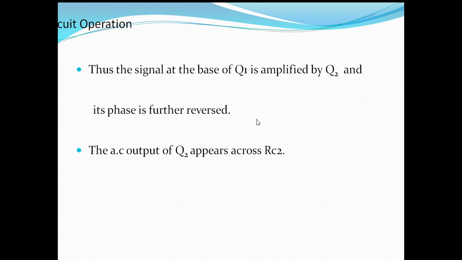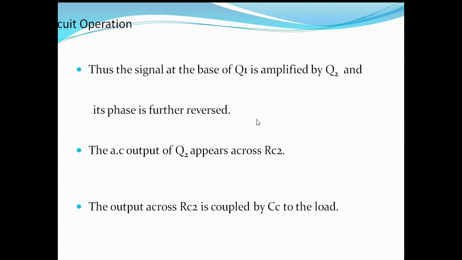The AC output of Q2 appears across the collector resistor of the second stage, RC2. The output across RC2 is coupled by CC to the load, of course. If further amplification is required, more stages can be coupled. Therefore, from the output, again we can connect another capacitor, which is CC2.